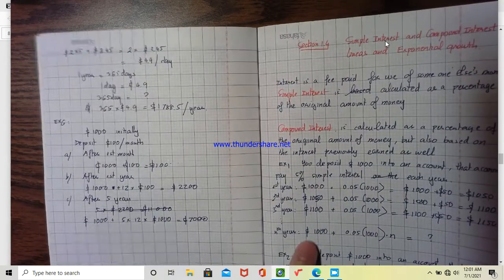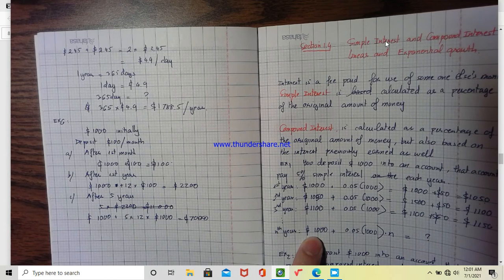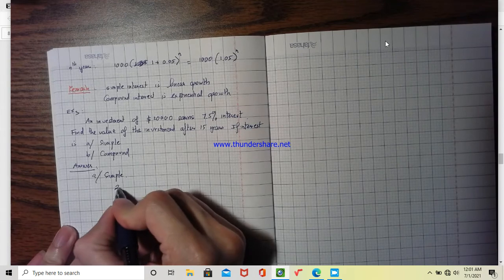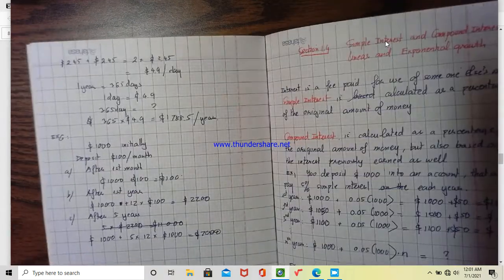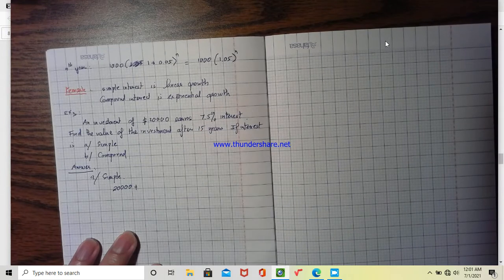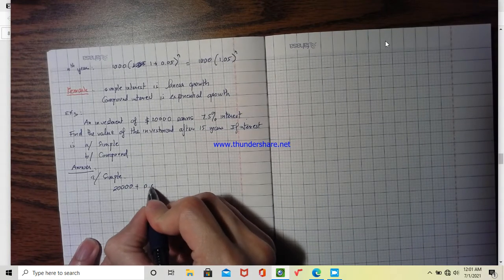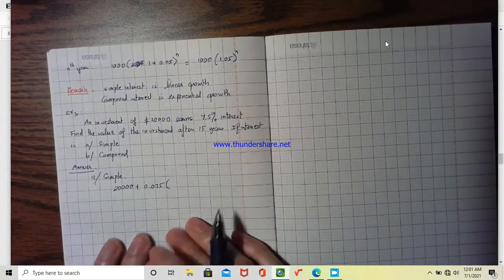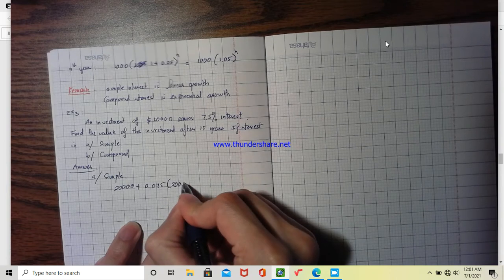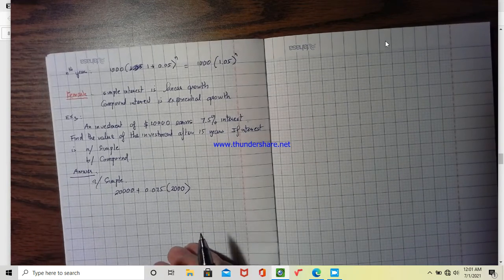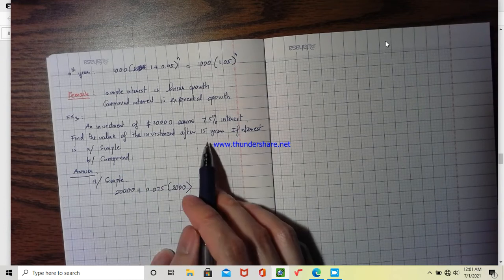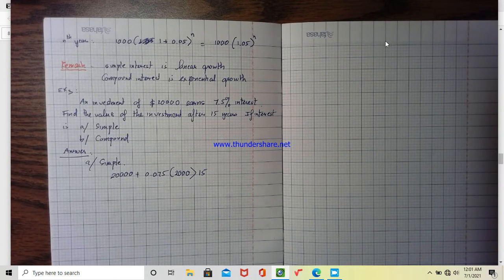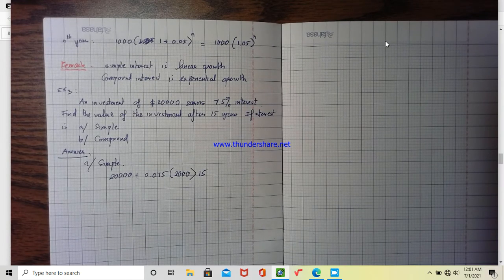For the simple, you see the first example. The original is 1,000. So we're going to have the original over here, so it will be 20,000 plus the 7.5%. 7.5% is 0.075, right? You multiply by 20,000. Then you also multiply by how many years. So multiply by 15 years. And we're going to use a calculator for this problem.